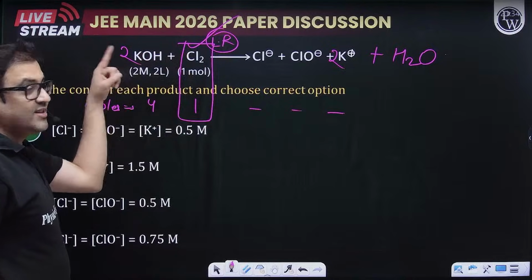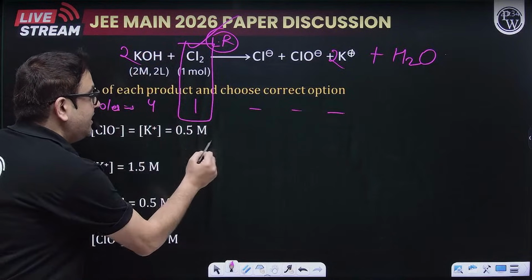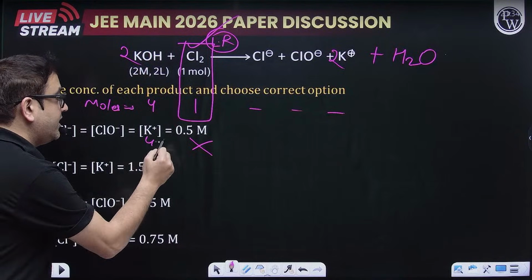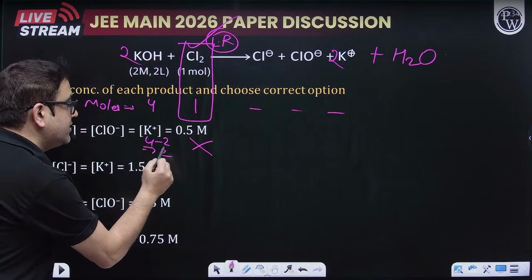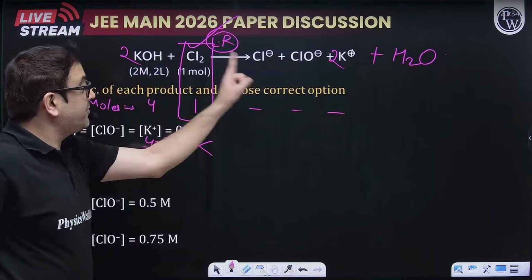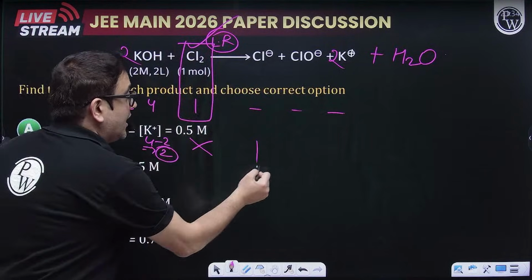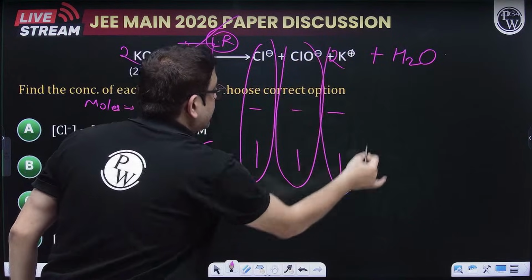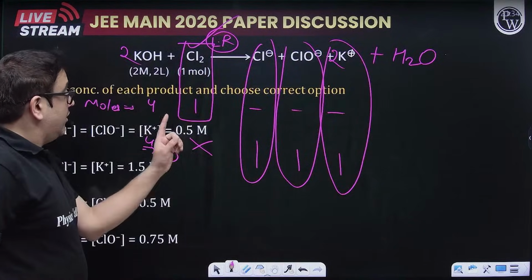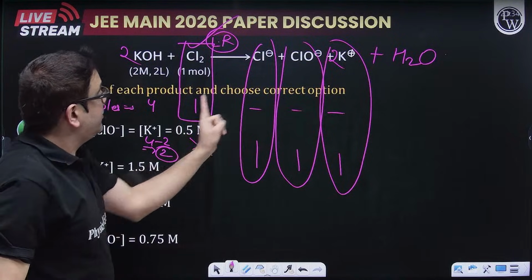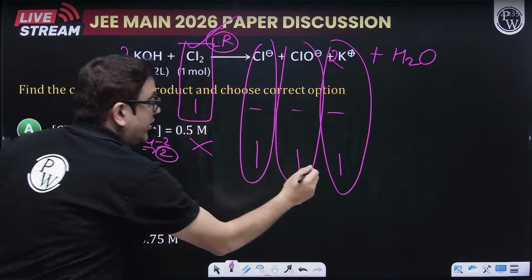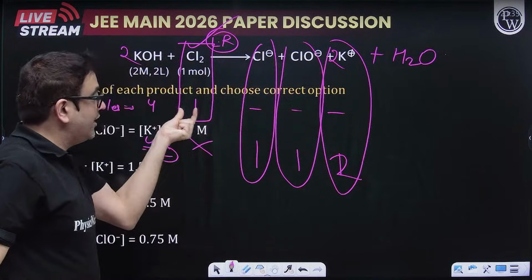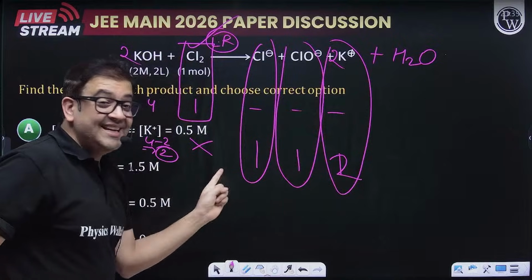So 1 requires 2. So this 1 will be gone and it will be requiring 2 of KOH. So 4 minus 2, as in 2 KOH, is still remained. What about the products? 1 will produce 1, 1, 1. So their moles are 1, 1, 1. Now it will produce 1, and 1 produces 2. So here 2 will be produced. I'm sorry. Here 1 produces 2. So 1 mole will produce 2. Now, these are the moles.